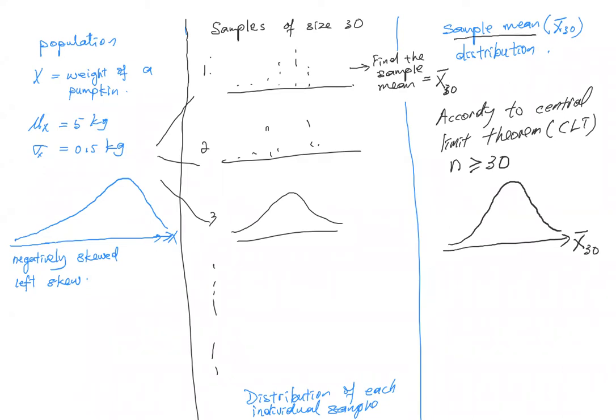You are studying the sample mean, not the individual weight of the pumpkin. We are studying the mean weight of 30 pumpkins, not the weight of an individual pumpkin. Are you clear? So according to CLT, if the sample size is large enough, that is 30, then the mean weight of 30 pumpkins will be normally distributed. So the sampling distribution for the mean weight of 30 pumpkins will be normally distributed. That is the first part.